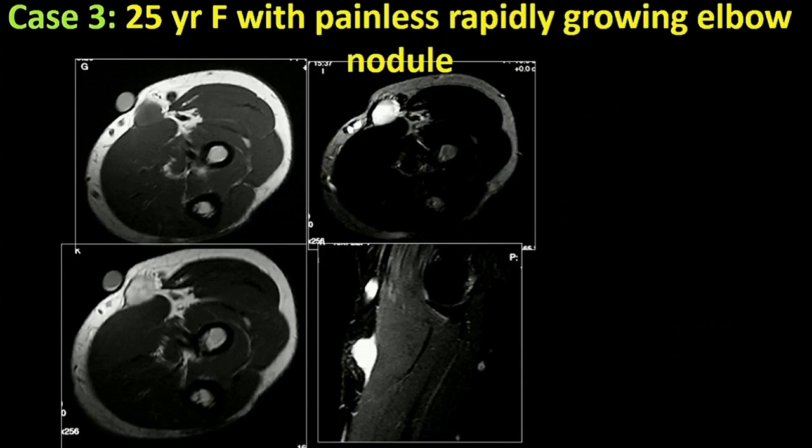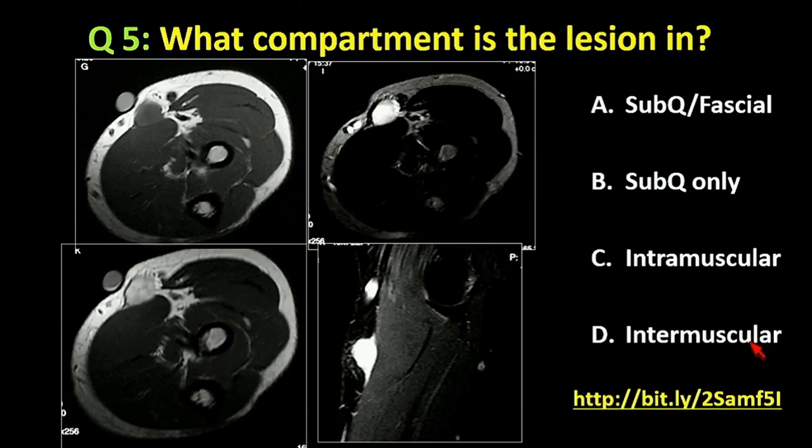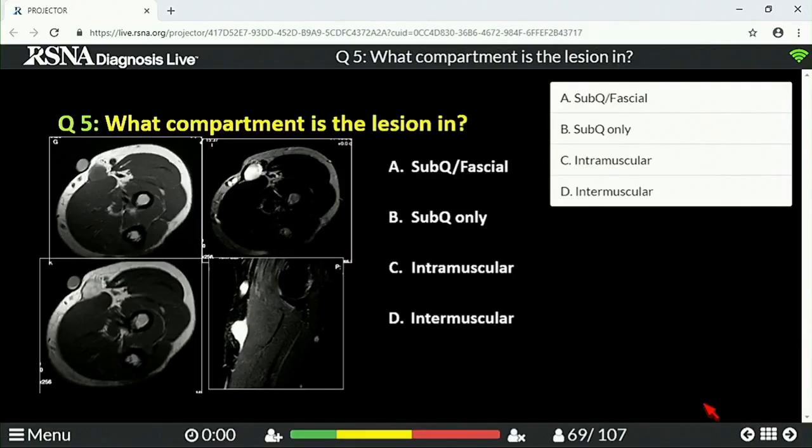Our case 2. This is a 25-year-old female with a painless, rapidly growing elbow nodule. And we've given you some axial T1 and T2 images and also a sagittal fluid-sensitive sequence. And we're just going to go to an anatomy question first off. What compartment is the lesion in? So let's go to your answers. Is it sub-Q or fascial? Sub-Q only, intramuscular, or intermuscular?